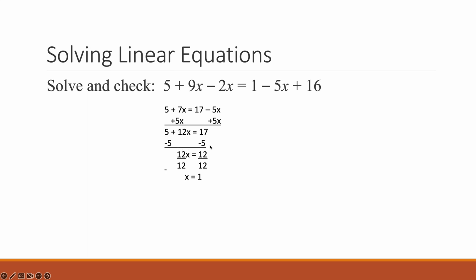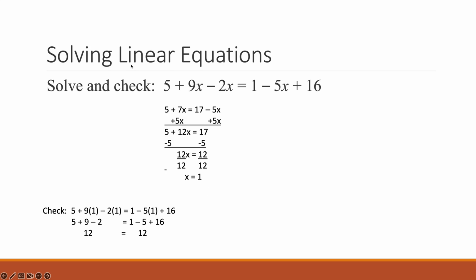I subtract 5 from both sides. 12x is 12. Dividing by 12, x is 1. Now keep in mind, the directions here say to also check. And for that, you take the solution, and you always put the solution in the original equation.